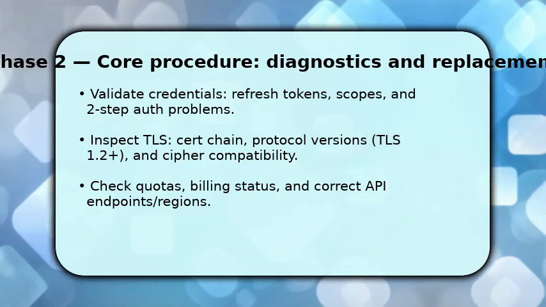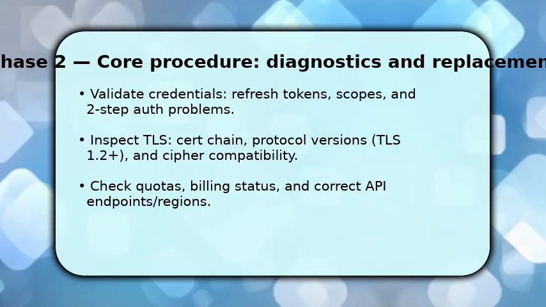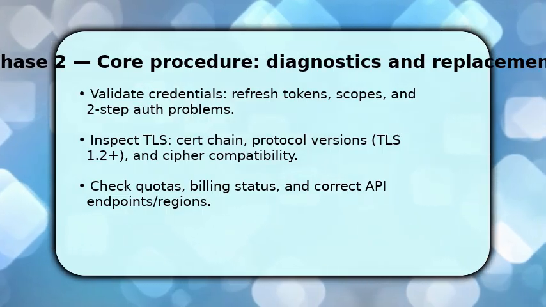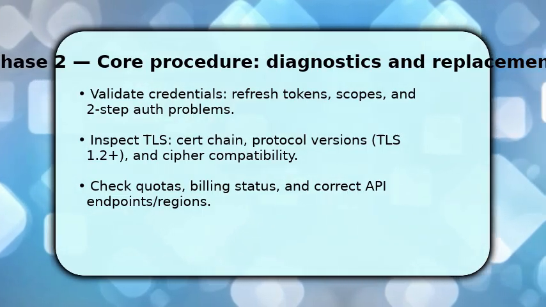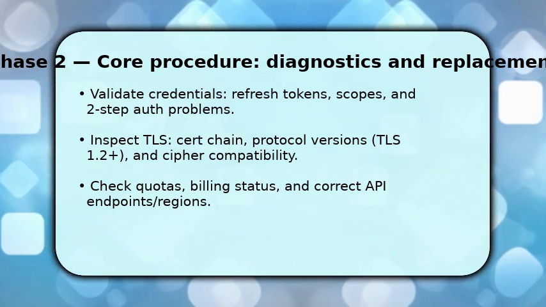Once secure transport is assured, check quotas and billing to rule out service denial, and verify you're hitting the intended API endpoint or regional host. These steps explain why connections fail, even when basic networking looks fine.